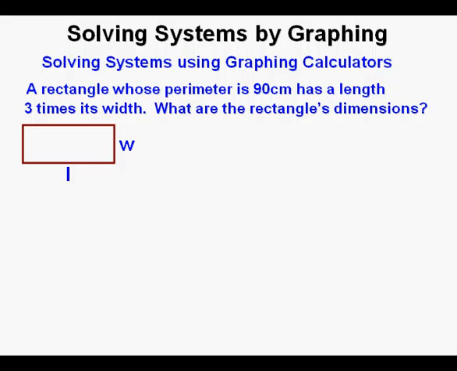Here's a word problem we'll solve in a system of equations. A rectangle whose perimeter is 90 centimeters has length 3 times its width. What are the dimensions of the rectangle? One equation involves the perimeter and is 2L plus 2W equals 90. And the other equation is L equals 3W.